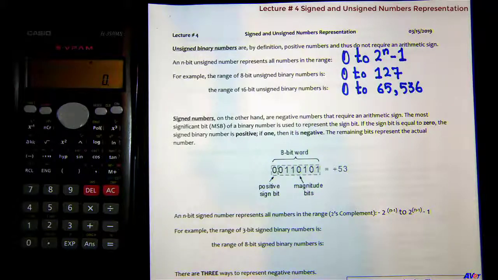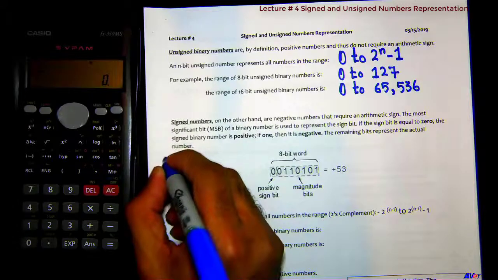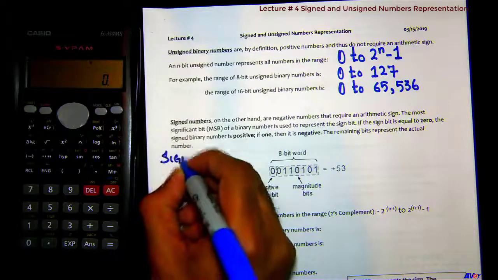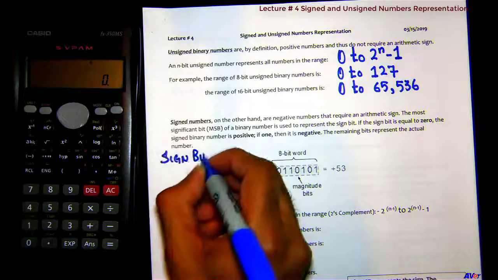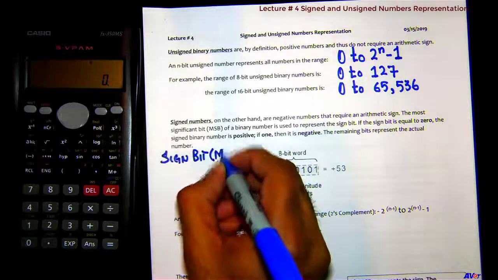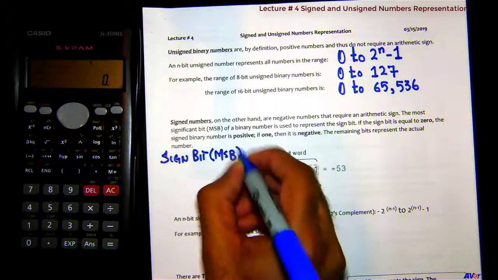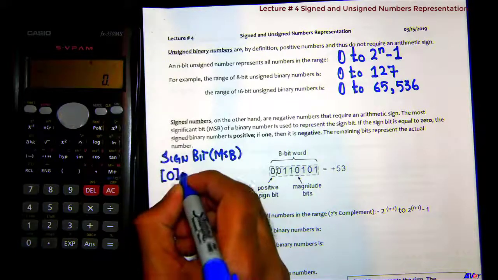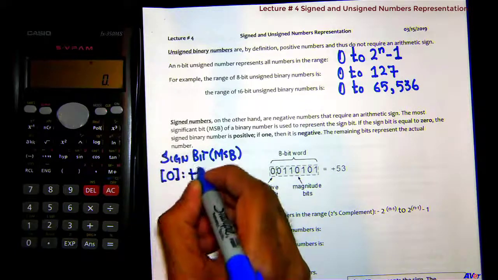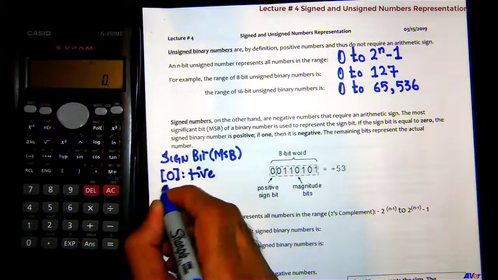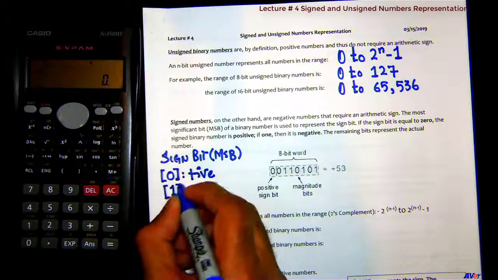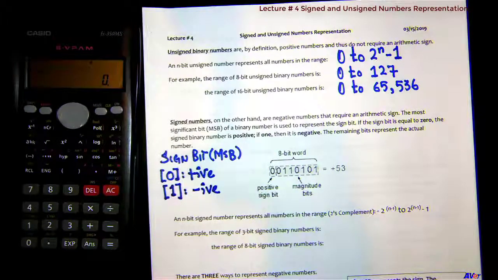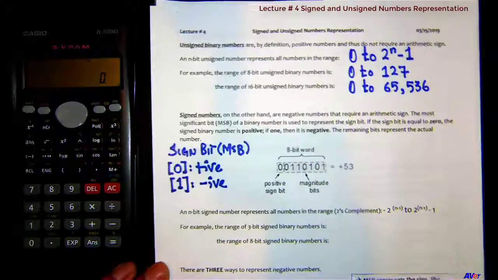Okay, so one thing to remember here, when we are looking at the sign bit, which is actually your most significant bit, if it is 0, that means it's a positive number. Okay, if it's 1, that means it is a negative number. Okay, alright, so here is an example.